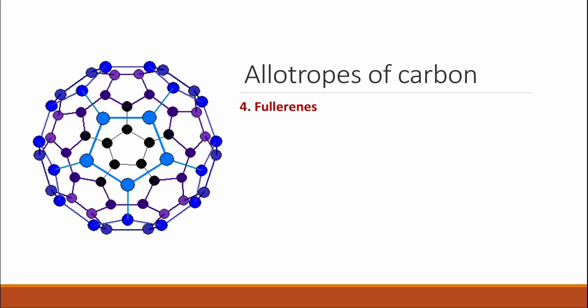Fullerene is not a giant structure. However, it's one of the allotropes of carbon. One of the examples of fullerene is C60 fullerene, which means this structure has only 60 carbon atoms. Fullerenes form hollow balls or hollow tubes. Each carbon atom will form three bonds with three other carbon atoms.